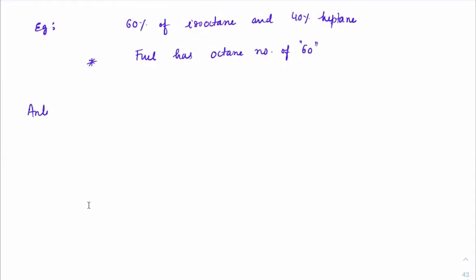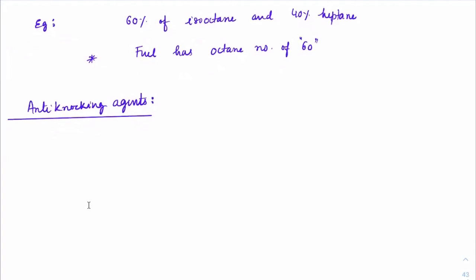Next, let us see what the anti-knocking agents are. If you see Formula 1, I'm not sure how many of you follow Formula 1. All the Formula 1 engines have a very low octane number. There, the power is more important. That's why when the Formula 1 engine is on, it gives such a huge amount of sound. All right.